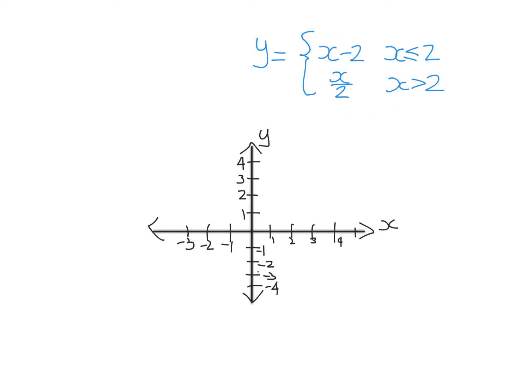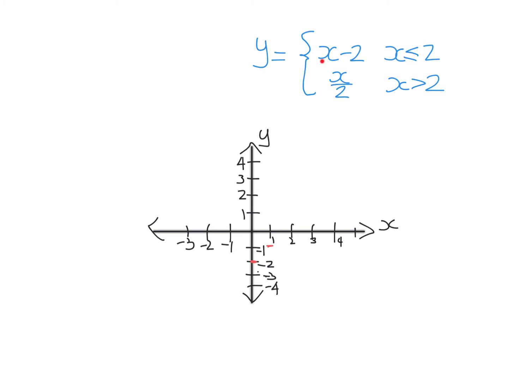So we want to graph y equals x minus 2, but only for x is less than or equal to 2. So for y equals x minus 2, it would have a y-intercept of -2. Its gradient is 1, so we'd go 1 to the right and up 1. It'd go through that point, and we'd draw a line. But of course, we want the line to stop at x equals 2.